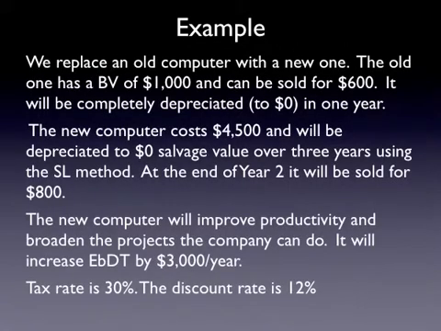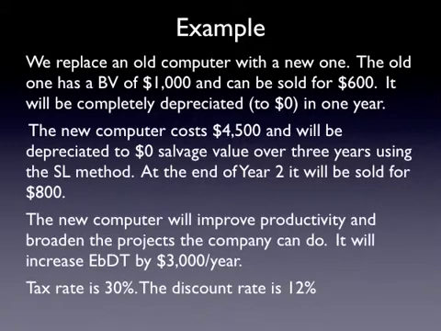I'm going to go through an example that demonstrates a lot of this, other than working capital. So what we're going to do is replace an old computer with a new one. We're going to sell the old one now for $600, but it has a book value of $1,000. And it has one more year of depreciation, and that's $1,000 a year. So we have 1 year of $1,000 depreciation left on the old machine.